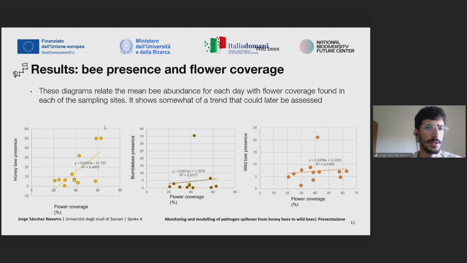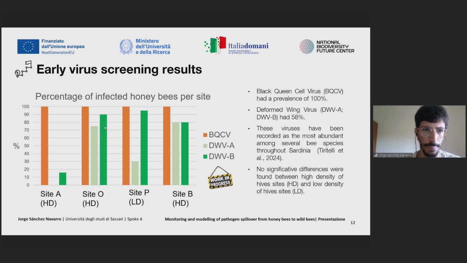The next diagrams show the relation between the mean bee abundance for each day or each site with the flower coverage found in each of the sampling sites. It shows somewhat of a trend, as you can see, but with more data, it could be properly assessed later. Finally, last year I spent 2 months in the University of Halle, where I was able to start screening and gather some very early results.